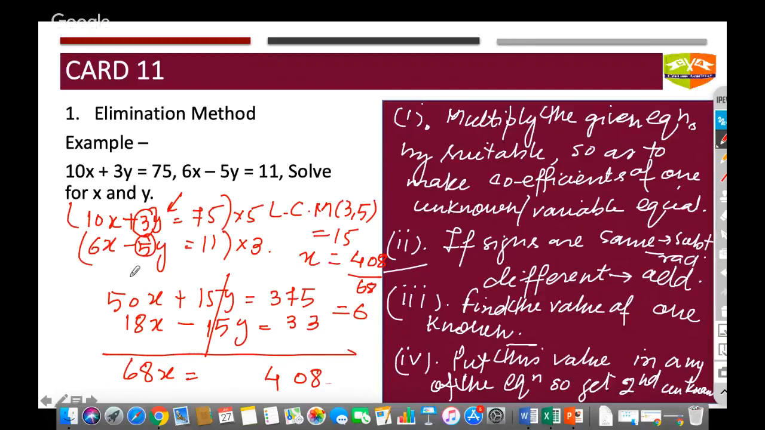Now, if x is 6, I'll put this value in one of the equations here. So 6 into 6 minus 5y is equal to 11. So 5y is equal to 36 minus 11, which is equal to 25. And y is equal to 25 by 5, which is 5. So x comes out to be equal to 6 and y comes out to be equal to 5. So that is how you have to solve this equation.